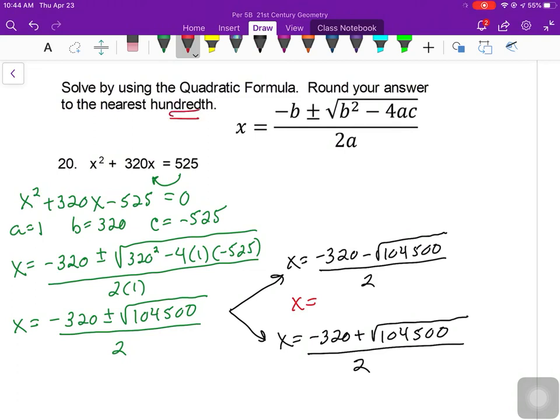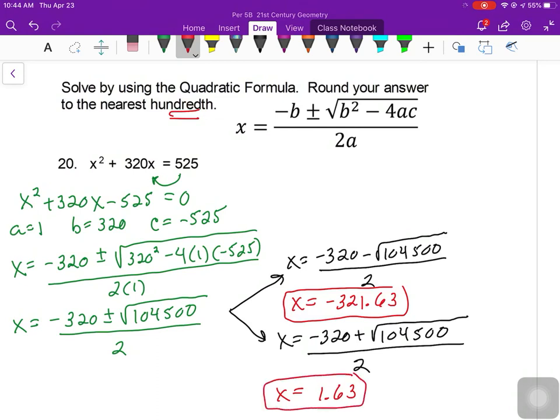For the top one, rounding to the nearest hundredth yet again, I get negative 321.63. For the bottom one, I get positive 1.63.